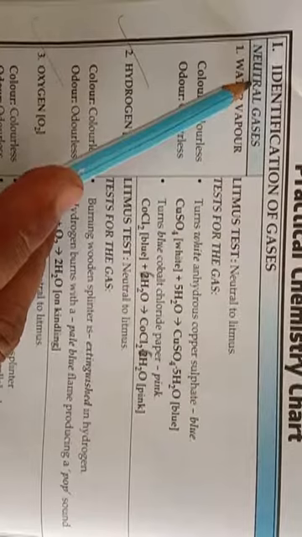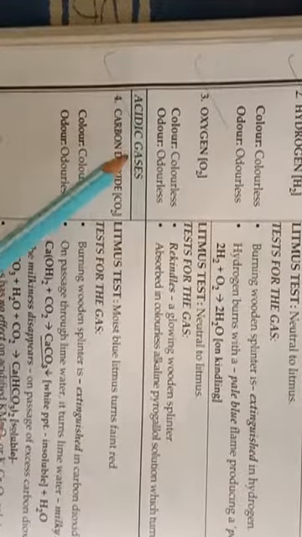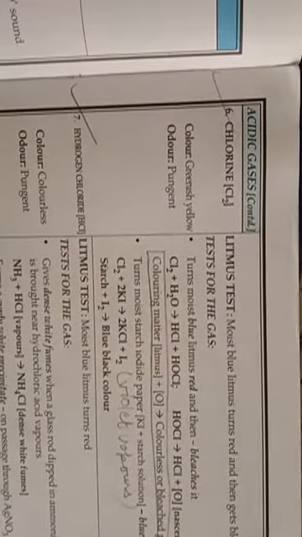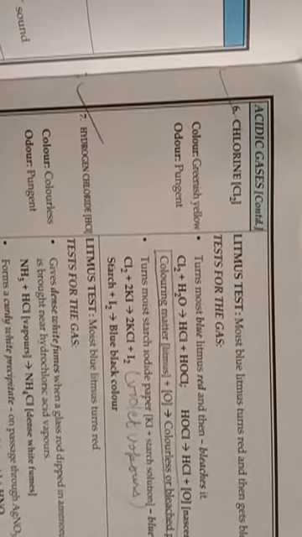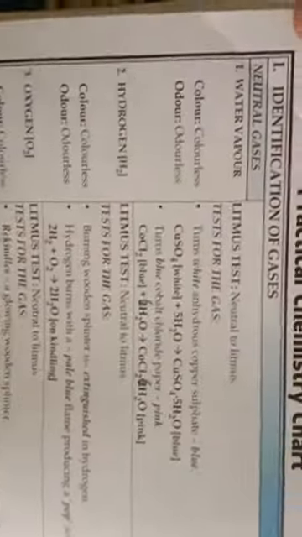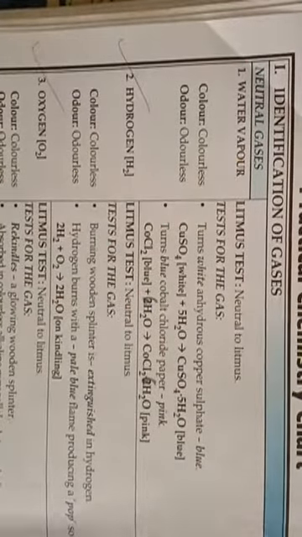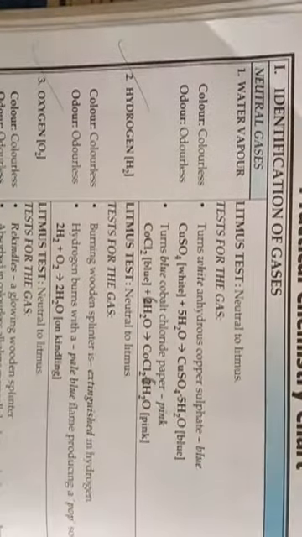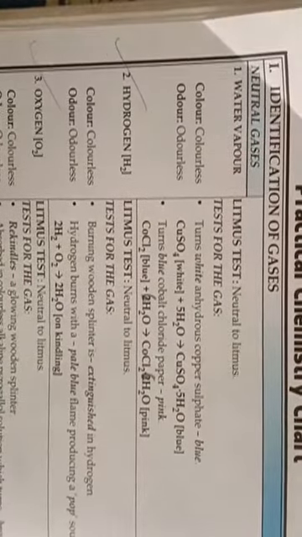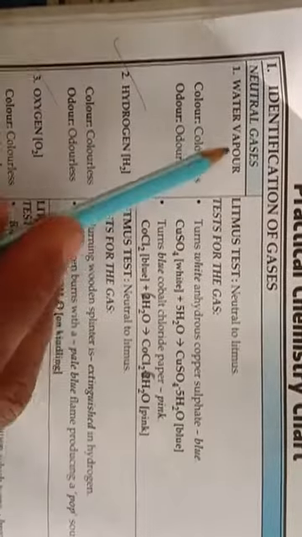The first heading is neutral gases. The second heading is acidic gases, and the last heading is basic gases. Okay, students, so acidic, neutral, and basic gases. First, we will discuss neutral gases. The first neutral gas is water vapor.